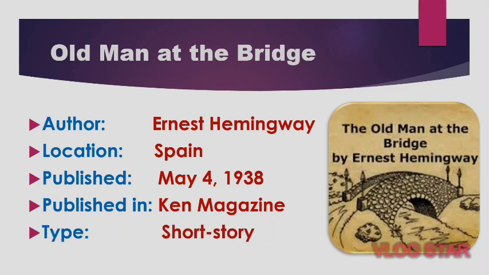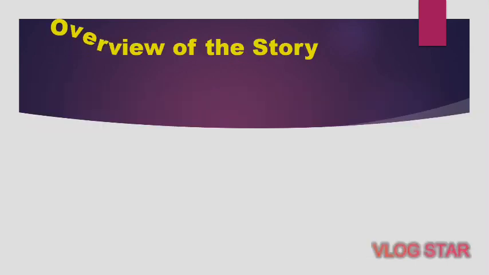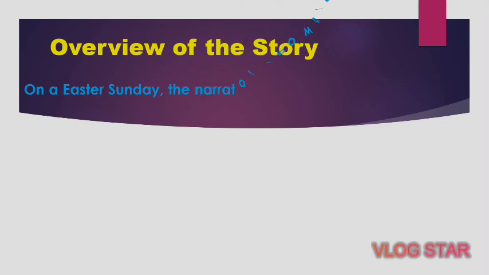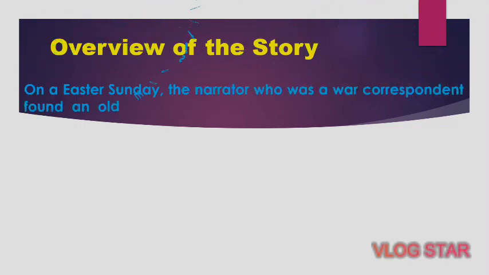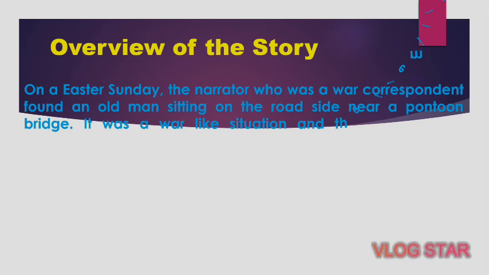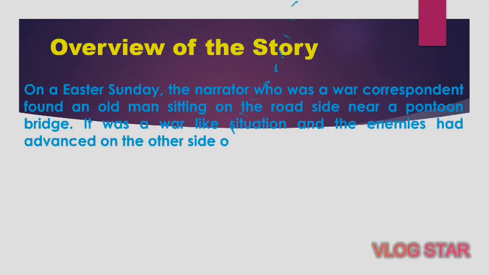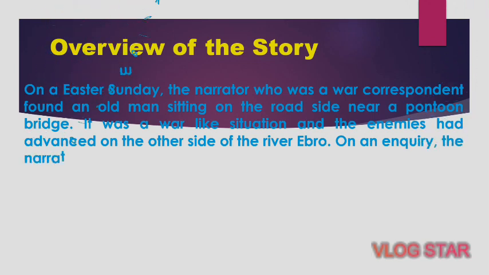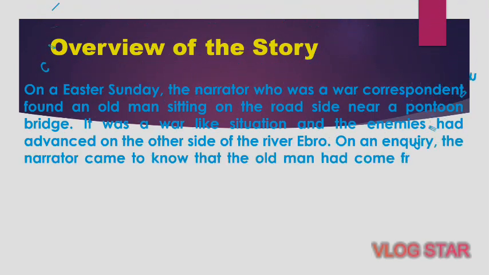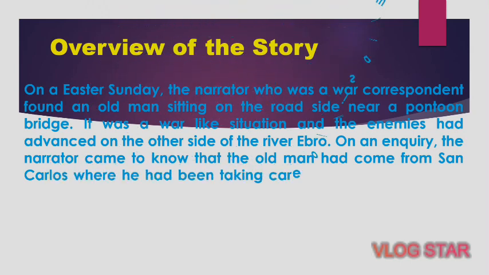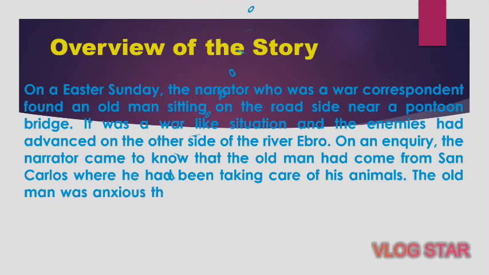The literary genre of the story is a short story. Now, here is a very short summary of the story. When the story begins, it is an Easter Sunday, a very auspicious occasion in terms of Christian norms. But it is a warlike situation where the fascist enemies have made much advance towards the other side of the river Ebro, and the narrator, who was a war correspondent, had the duty to inspect the bridgehead and collect information as to how far the enemies had advanced.